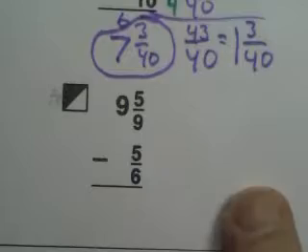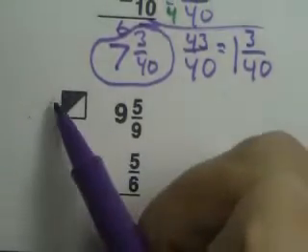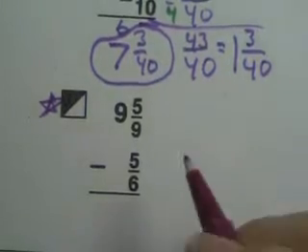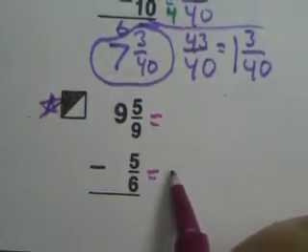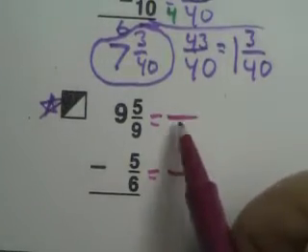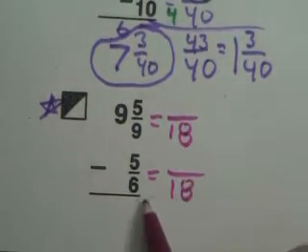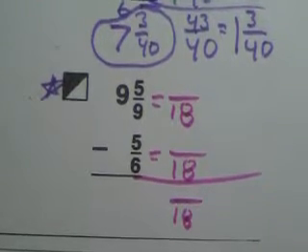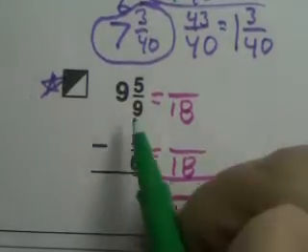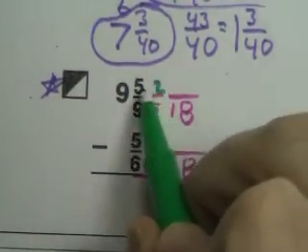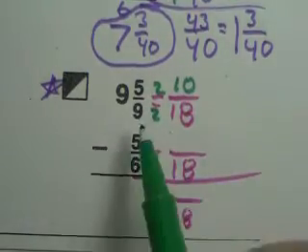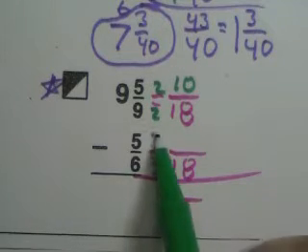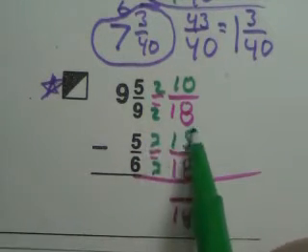Okay, next one. This is a borrowing problem. Different color here. Get tired of that color. So let's see, I have 6 and 9. Well, they both go into 18. That's our common denominator. So let's see here. I have 9 times 2 is 18. So 5 times 2 is 10. And this one right here, to get 18 I have to multiply by 3. 6 times 3 is 18. So on the top, 5 times 3 is 15.